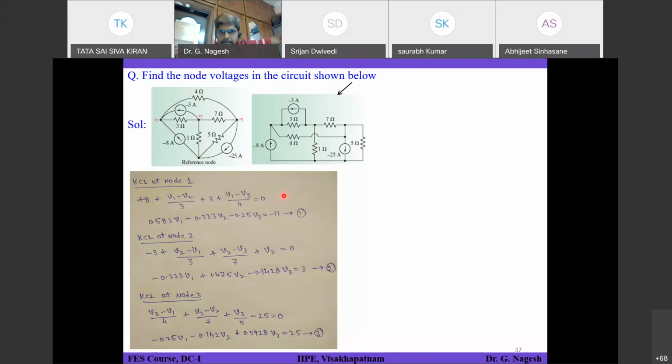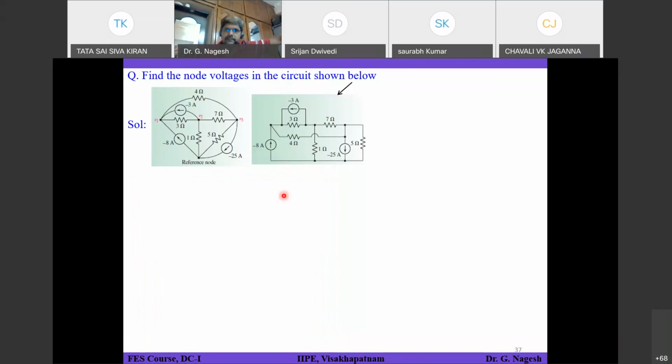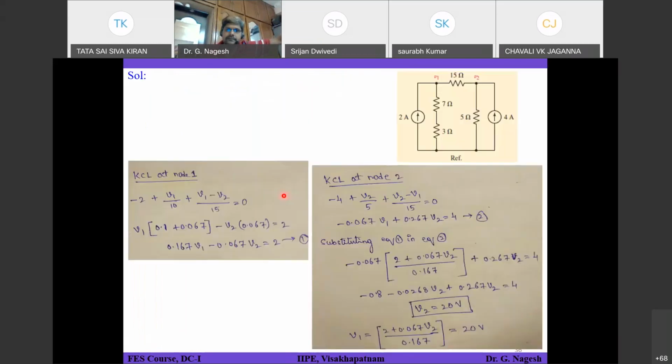Sir, in the previous slide, can we add the 2 ampere and 4 ampere and make 6 ampere as we did in previous examples? If you make it like that, you can't do it here. Why? If you have the current sources between the same pair of nodes, you can do that. But if you see here, this is node 1 and this is node 2. These two are not the same. You have a 15 ohm resistor in between. When there is no 15 ohm resistor, then you can do it.